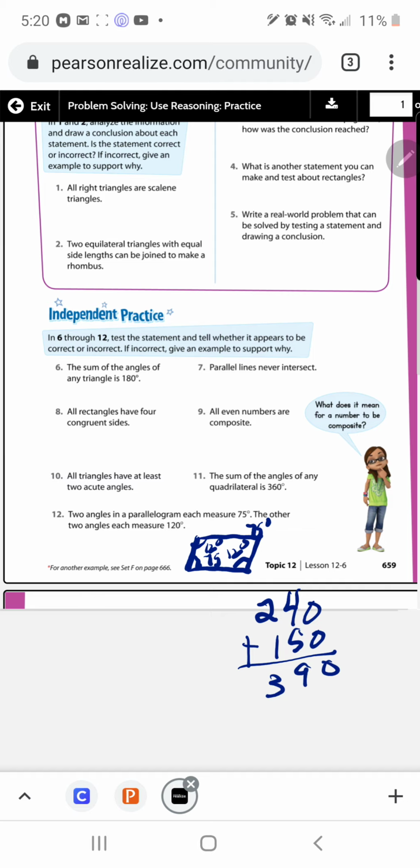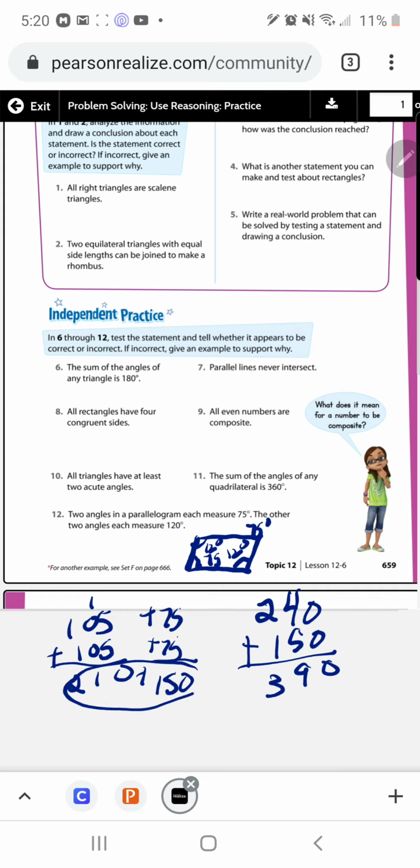If you really wanted to get this correct, the way you would fix it is you would change the 120 degree angles into 105, because then you would have 105 plus 105, which gives you 210, plus 75 and 75, which are the other two acute angles, that gives you 150. If you add both of those, you should get a total of 360 degrees.